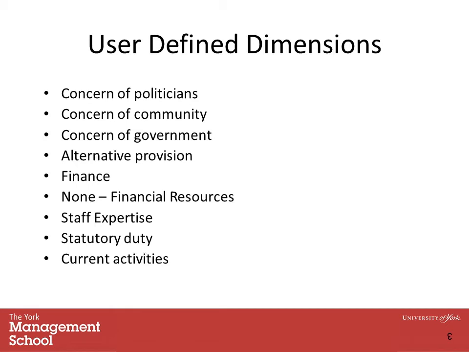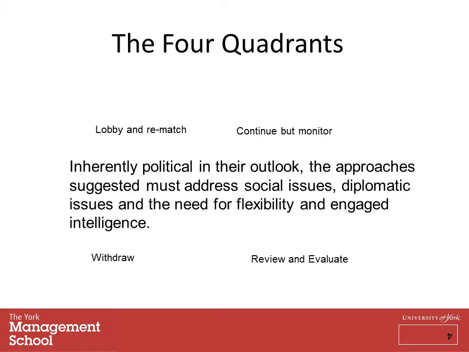Does it tie in with your current activities? Is it something you can do with what you've already got, or do you need to provide extra, possibly expensive circumstances? And undoubtedly, you will think of many, many more as you go through it. So what do these four quadrants mean? Let's be clear about this. They are inherently political in their outlook.